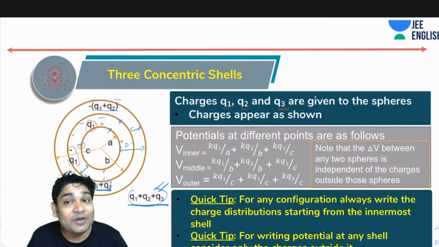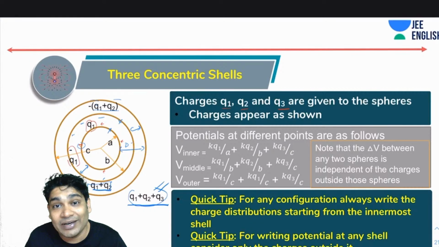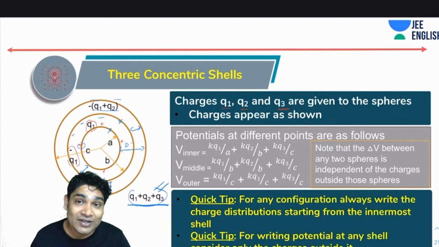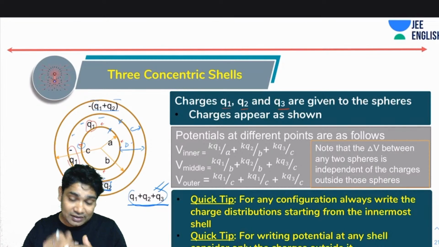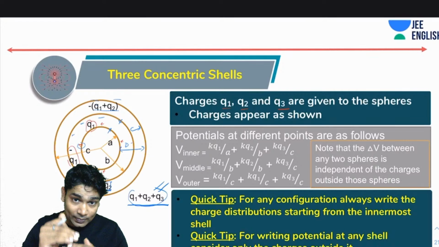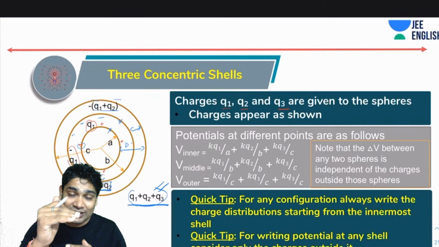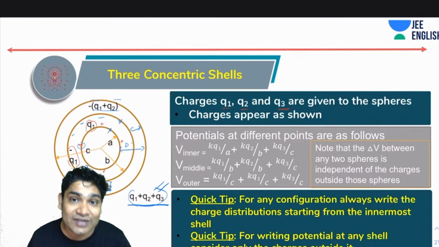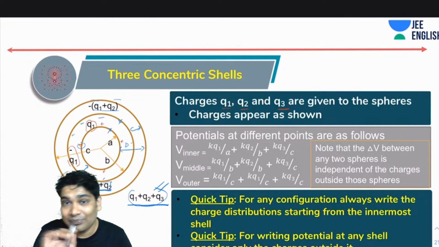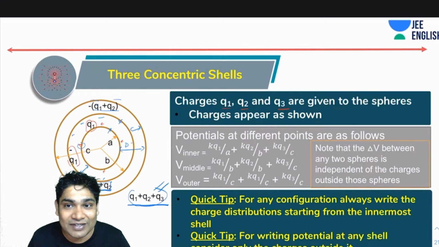So, a quick tip: for any configuration, always write the charge distribution starting from the innermost shell. Whenever you are asked to write charge distributions on any spherical configuration, always start writing the charges from the innermost shell. Take all the charge given to the innermost shell, get it to its outer surface, then place an equal and opposite charge on the side facing it, then follow charge conservation and keep on marking the charges appearing on different surfaces.